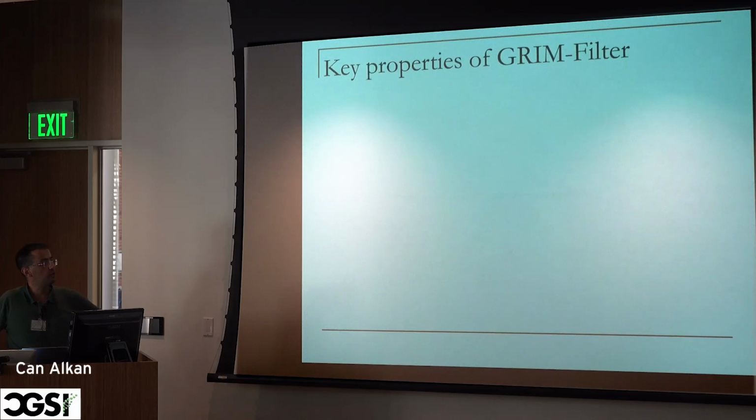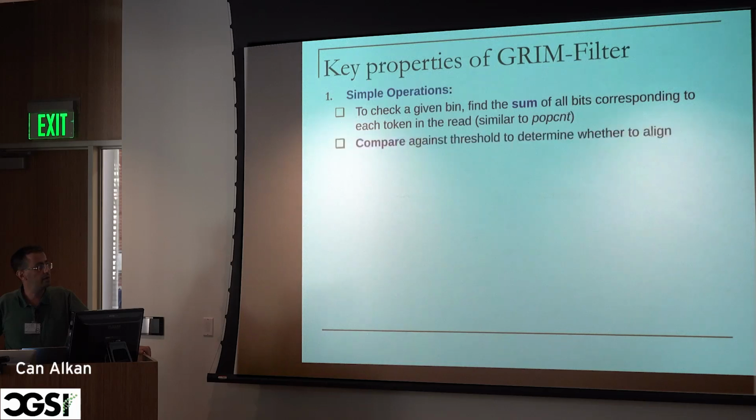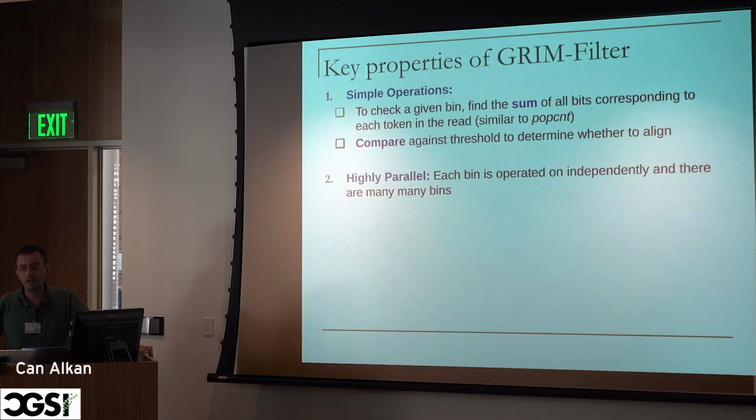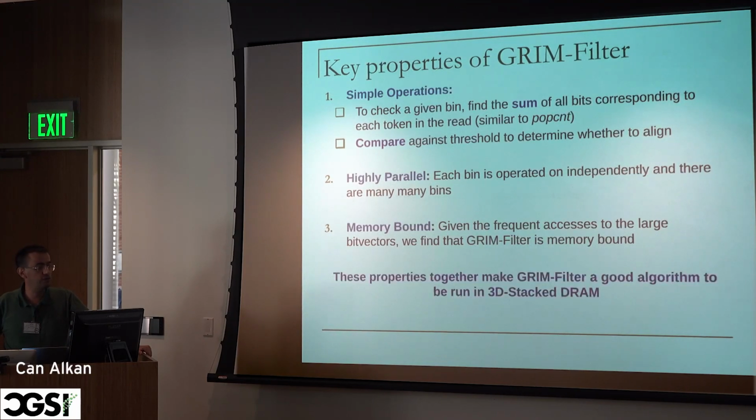All right, since these are all done in bit vectors, it only requires very simple operations. That summation is very similar to the pop count available in your CPUs as well. And it is also very highly parallel. You can do this for each bin at the same time. They are all operated on separately and independently. And it is also memory bound, so a lot of the work is done in the memory, which gives you a good opportunity to implement this in 3D stacked DRAM architecture.